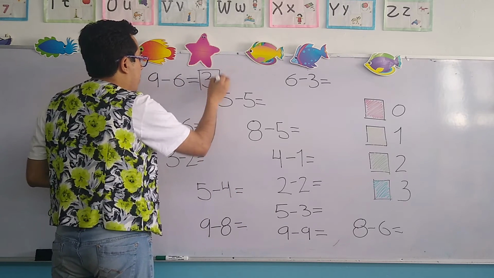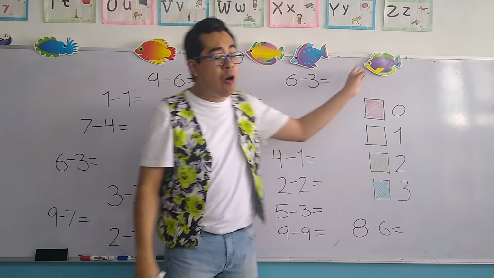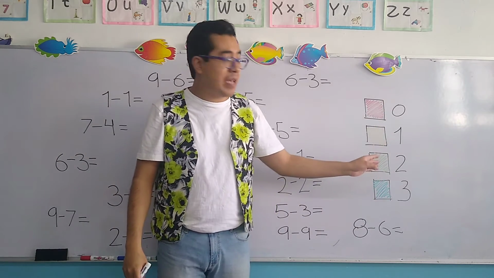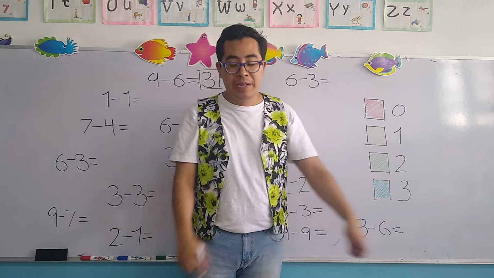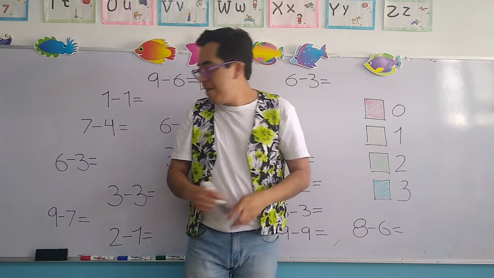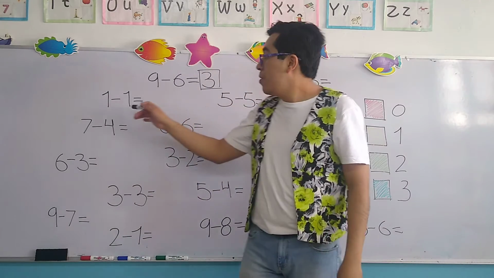Okay? And remember, number 3, we check our chart. Revisamos nuestra tabla. And number 3, according to the chart, it's color blue. Tiene que ser de color azul. Okay? Very good. Let's continue.